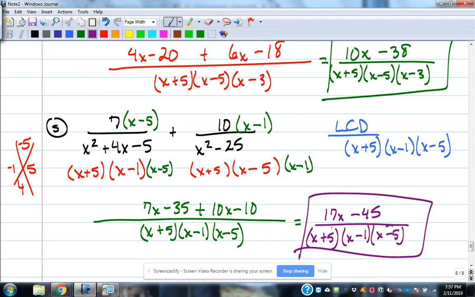And if you wrote your denominator in a different order than I did, if you put x plus 5, x minus 5, and then x minus 1, that's the same thing. No, you don't have to multiply out the denominator. You can just leave it in factored form. Not always; sometimes they multiply it out. Sometimes they don't. I don't, because it doesn't have to be. Okay. The numerator should be the right thing.